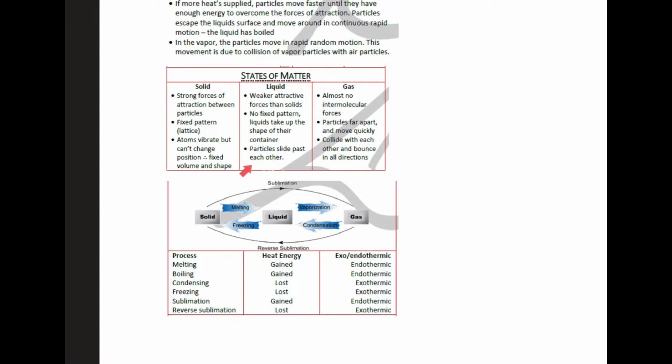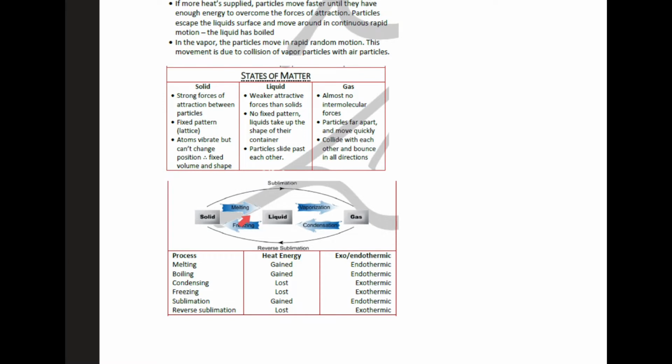Particles slide past each other. This is the motion, sliding, and just now solid was vibrating. This one is sliding. Gas has almost no intermolecular forces. That means during boiling, heat energy is used to overcome all the forces of attraction. So that's why at the end, when they become gas, there are no intermolecular forces. Particles are far apart and move quickly, collide with each other and bounce in all directions. Then you can see the process.